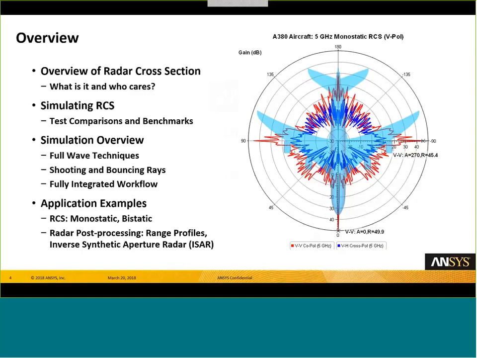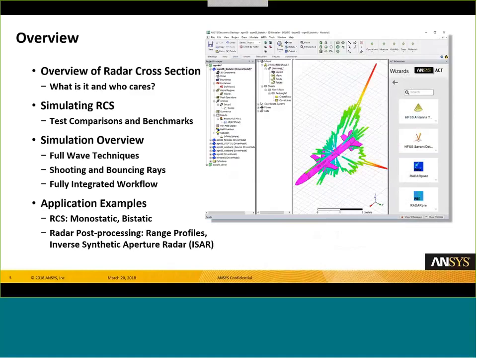We're certainly going to be talking about how to simulate radar cross-section and why we can trust these results, and we do that with test comparisons and benchmarks. We're going to be talking about the different simulation types involved in a radar cross-section analysis. So we'll go over full wave techniques as well as shooting and bouncing ray techniques, which we're really excited to introduce to you today. And we're certainly going to spend time talking about the fully integrated workflow that we get with our Electronics Desktop platform.